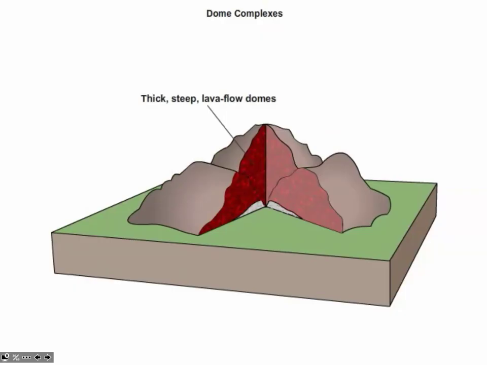And if you want to talk about volcanoes throughout the solar system, the biggest volcano in the solar system, Olympus Mons, is a shield volcano. And there are lots of lava domes on Venus.